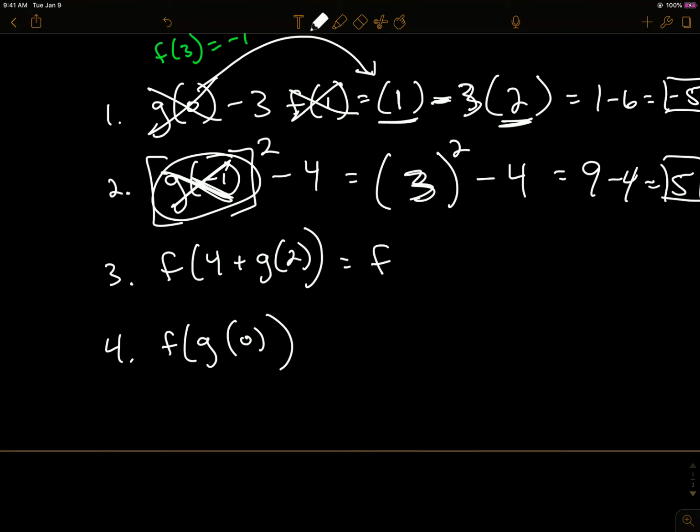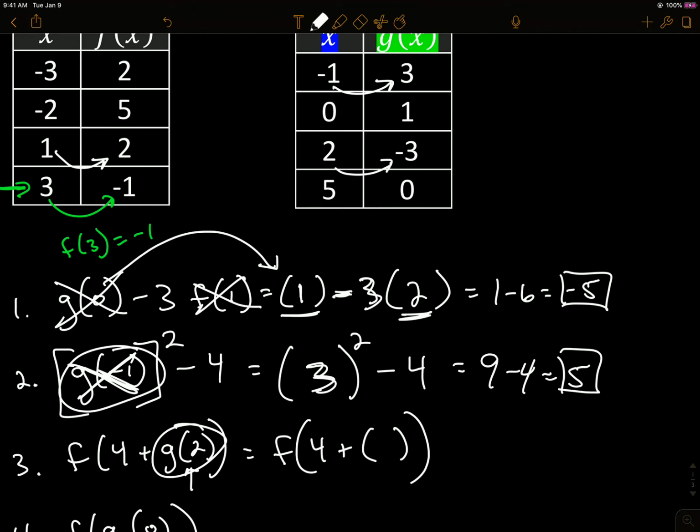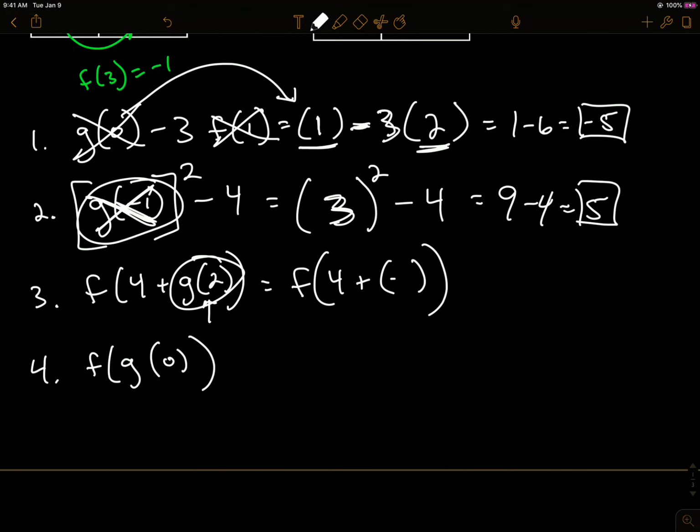This one I got f of 4 plus... now I've got to put in here, I got to start, you always kind of start inside. So what is g of 2? I go to the table on g, g of 2 is negative 3. So I can take this out and put a negative 3 in its place.